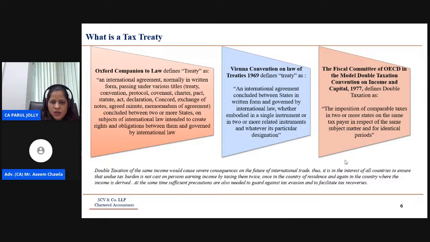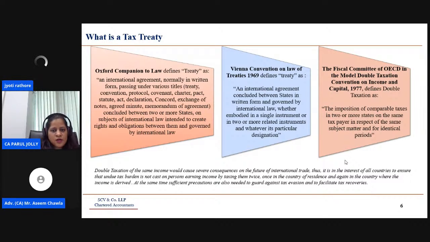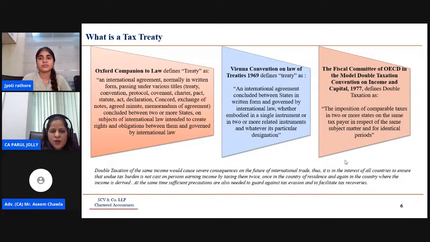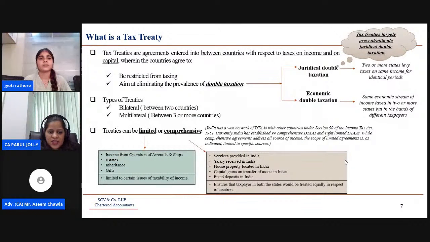The Vienna Convention also explains a treaty in a similar manner, as an international agreement concluded between states in written form and governed by international law, whether embodied in a single instrument or in two or more related instruments, and whatever its particular designation. OECD defines double taxation as the imposition of comparable taxes in two or more states on the same taxpayer in respect of the same subject matter and for an identical period. So, if we combine these definitions, in simple terms, a tax treaty is an agreement between countries that covers all tax aspects of cross-border transactions.